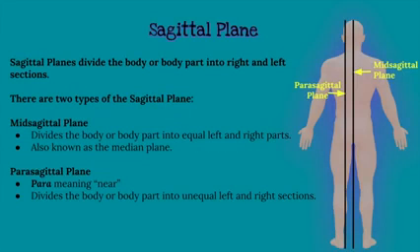Sagittal planes divide the body or body parts into right and left sections. And there are two types. There is the mid-sagittal plane, also known as the median plane. This plane is going to divide the body or body parts into left and right equal parts. Then there is the parasagittal plane, which divides the body or body parts into left and right unequal sections.